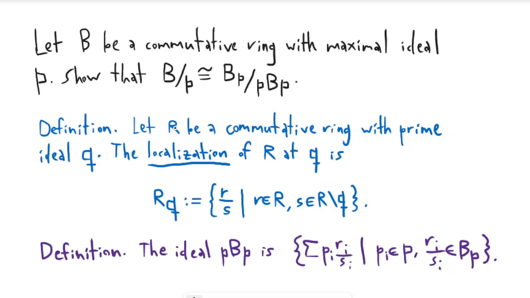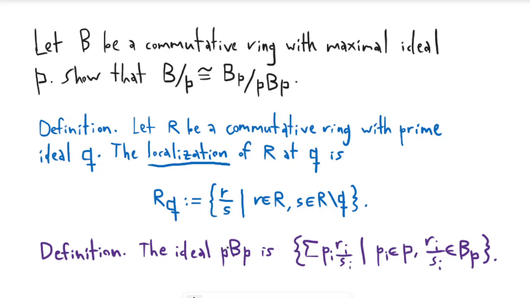If I have a commutative ring R with a prime ideal Q, the localization of R at Q is the set of fractions where the numerator is an element of R and the denominator is an element of R minus Q. Okay, so whenever you have a commutative ring and a prime ideal Q, you can talk about this construction. So that's what we're referring to here by BP. This is the localization of B at the ideal P.